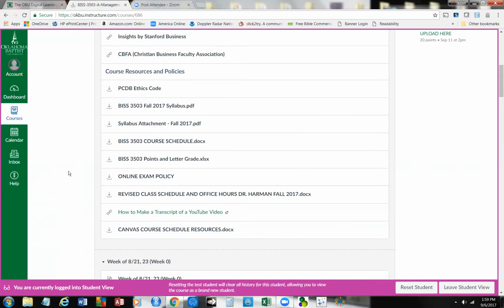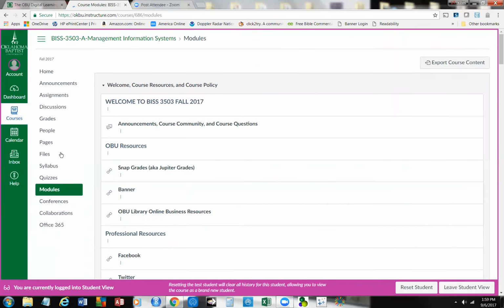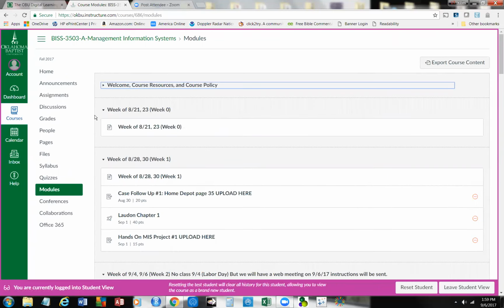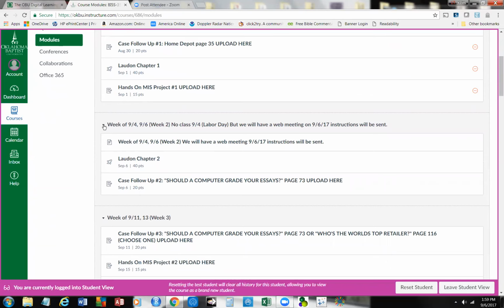And then each week, and this is just some navigational stuff. When you come in, you'll see this section on the modules, and that's really where we are here. All right, and we're over here at this week. We talked about the case follow-ups with Home Depot, and here today we have this exam that was due at 2 o'clock, the Loudon Chapter 2, and this is basically that case follow-up. Should a computer grade your essay? So I want people to take a look at that as well. And one of the things I'm probably going to do is to reinforce some of the concepts in the text, and go ahead and talk about some of the things that are in that chapter.